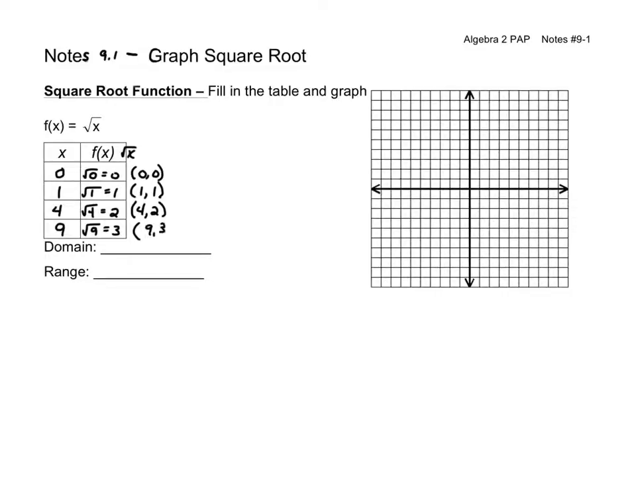So I'm going to go over to my graph and put those points on the graph. We'll start out with (0, 0), then (1, 1), then we'll go over 4 and up 2, and over 9 and up 3. And our graph will look like this.